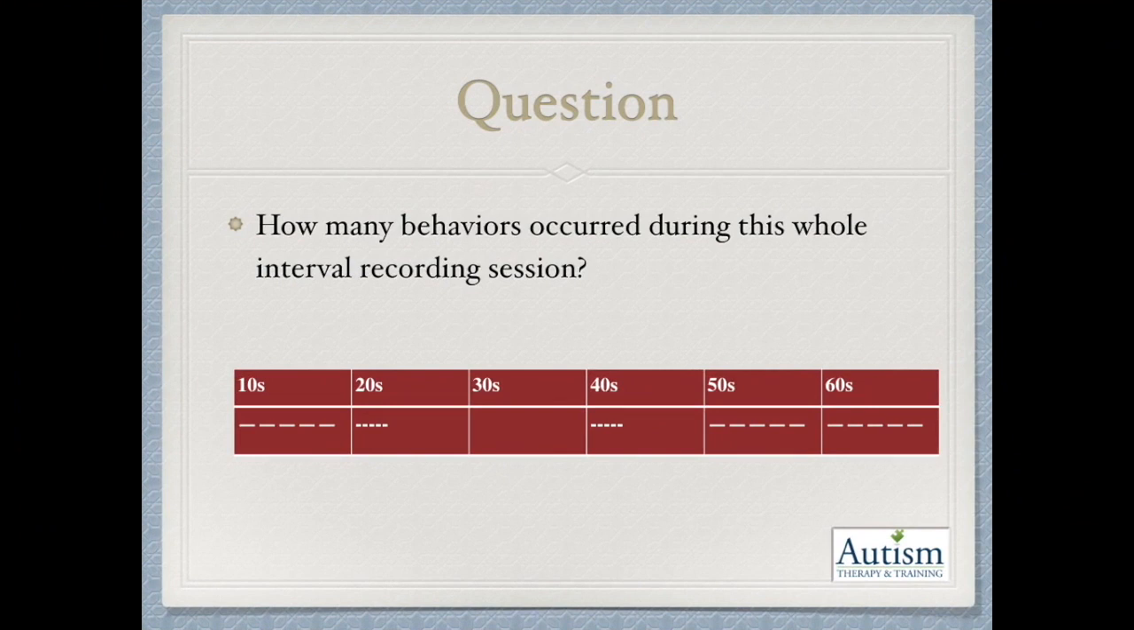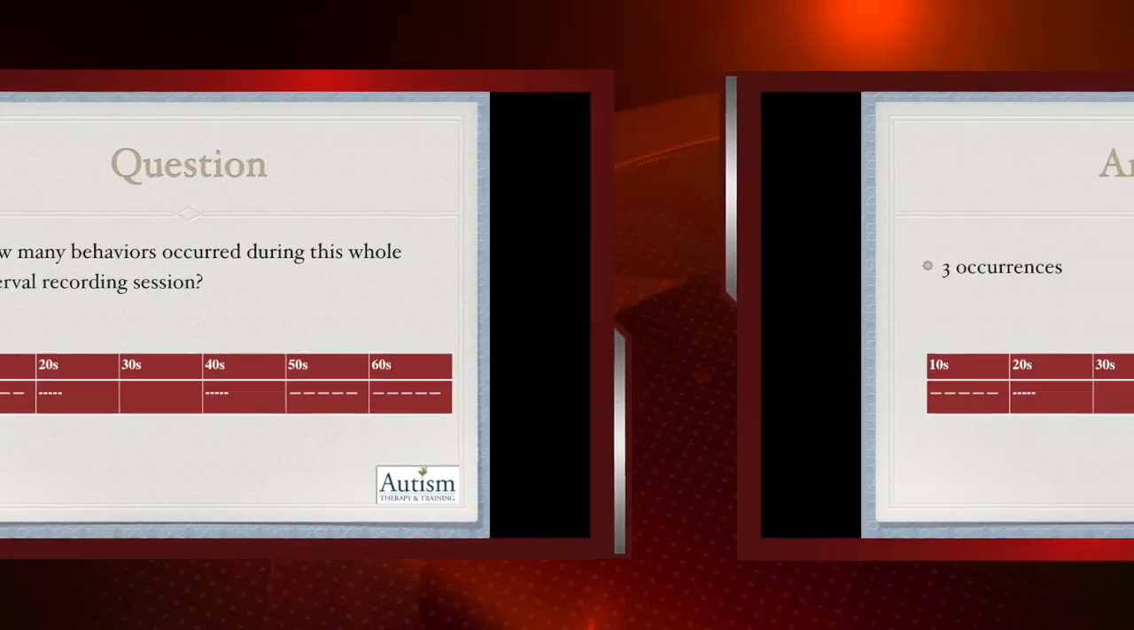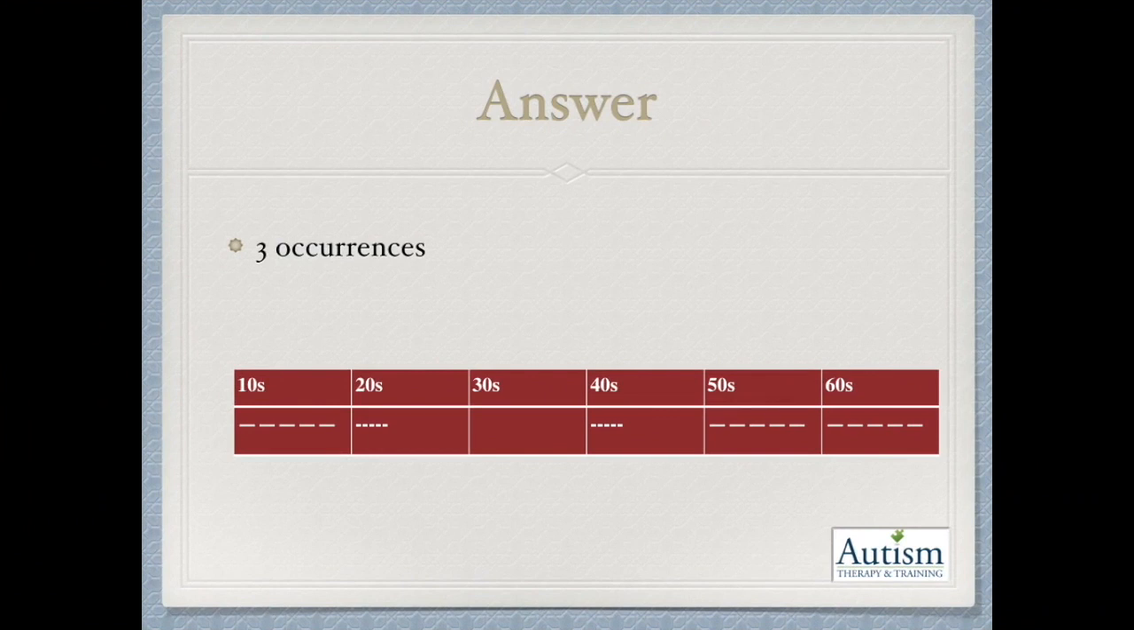How many times did the behavior occur? And the correct response is 3. There were 3 occurrences at the 10-second, 50-second, and 60-second interval.